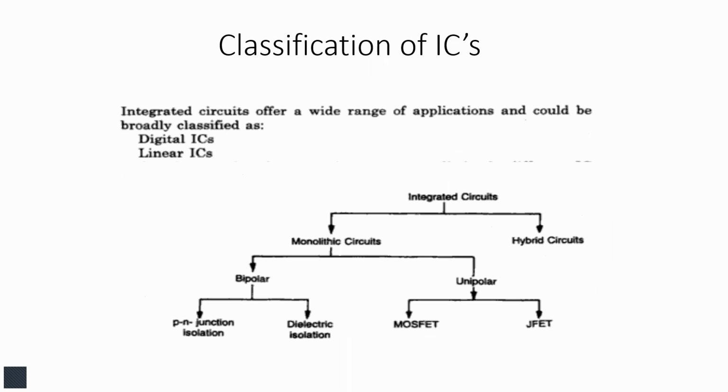Coming to the classification of ICs, we can classify the ICs broadly based upon their operation. We can classify them into digital ICs and linear ICs. Linear ICs take continuous signals or analog signals as the inputs and produce the output, which may be analog or digital. So we can operate the linear ICs in linear applications as well as in non-linear applications. Coming to digital ICs, they accept inputs as digital signals, that is zeros and ones, and produce the output also in terms of digital signals.